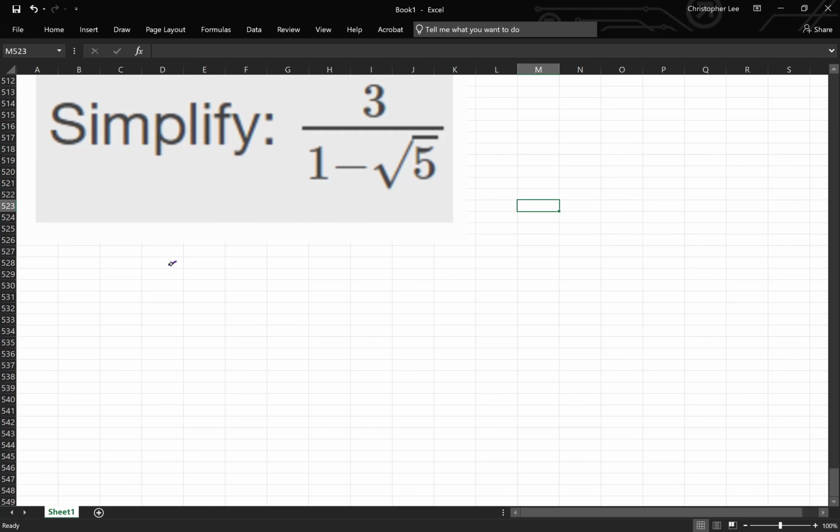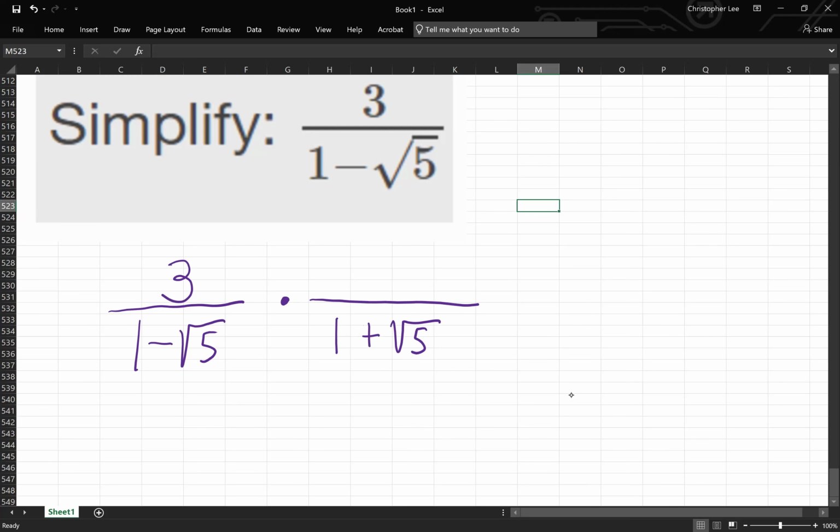All right, so look, I got 3 over 1 minus square root 5, right? Now, here's the issue. I got a radical in my denominator. I can't have that. So I have to rationalize it, right? So what am I going to multiply this by? Good. Very good. But what I do to the bottom, I gotta do to the top.